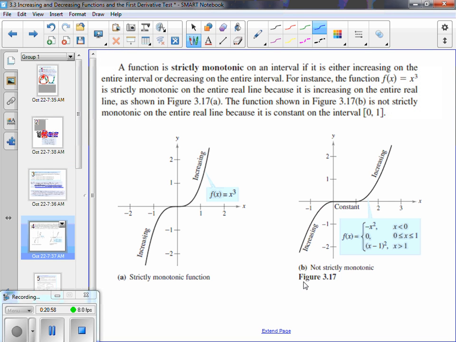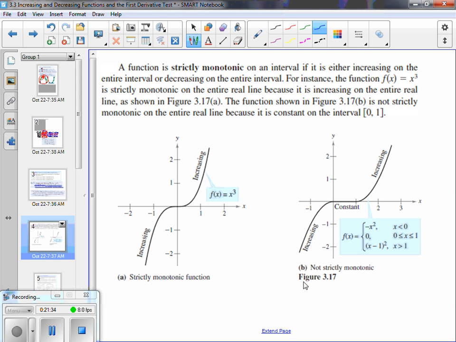All right. A term: strictly monotonic. A function is strictly monotonic on an interval if it is either increasing on the entire interval or decreasing on the entire interval. So a function that's always increasing is a strictly monotonic function. A function that's always decreasing is a strictly monotonic function. The phrase strictly monotonic, besides it being kind of awkward to say, simply means it's always doing whatever it's doing. Either it's always increasing or it's always decreasing.